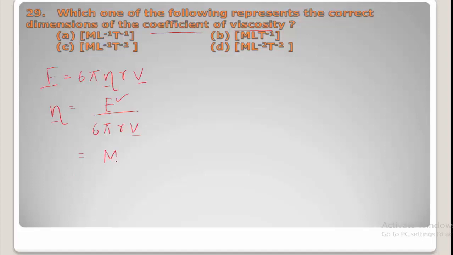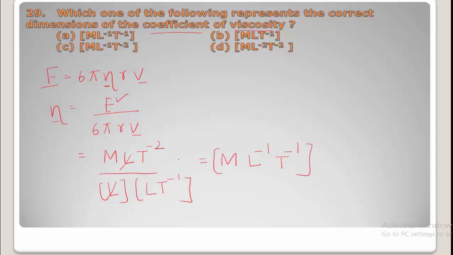So the force has dimensions M L T raised to minus 2, whole divided by 6 pi, which is constant, leave it. r is the radius, or length, so it has dimensions of L, and velocity has L T raised to minus 1. So L cancels, remaining M L raised to minus 1 T raised to minus 1, isn't it? So this is the dimensional formula for eta. Okay, so the correct answer is option A.